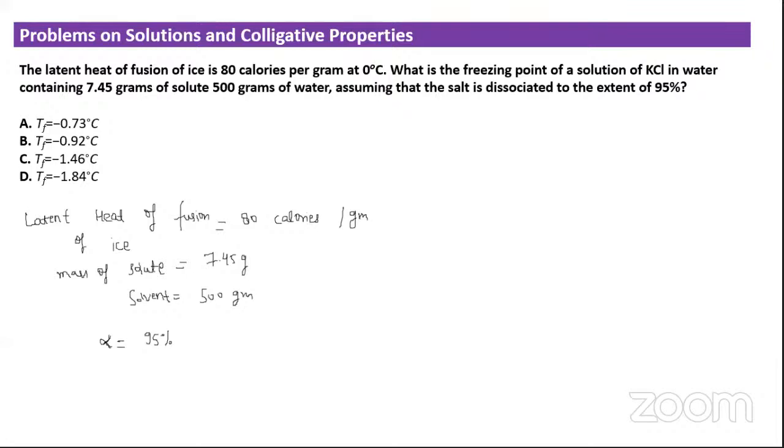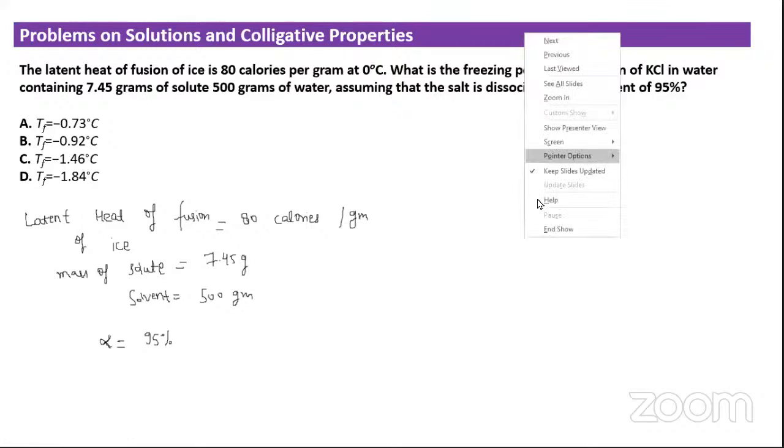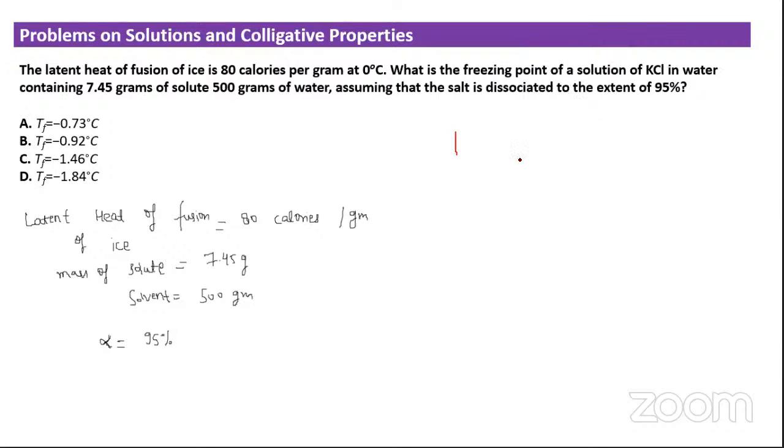Passing the freezing point of the solution itself. Okay, so I'm writing the formula if any one of you don't know. So Kf is equal to RTf square divided by delta heat of fusion into 1000.